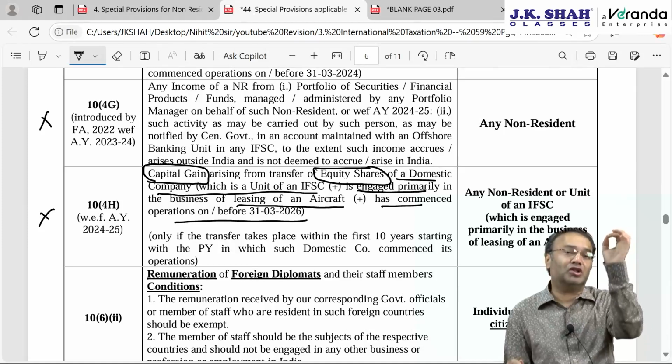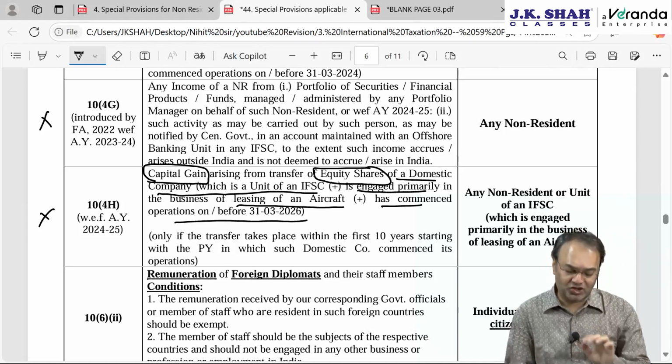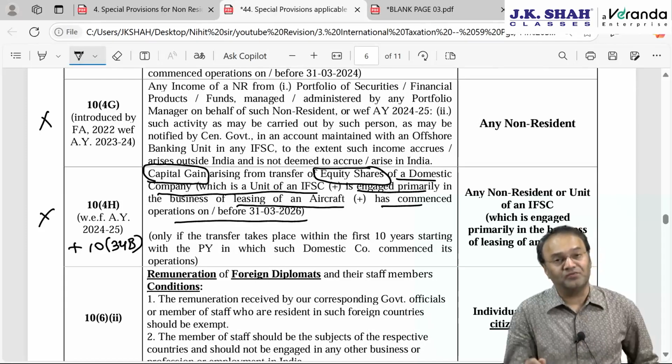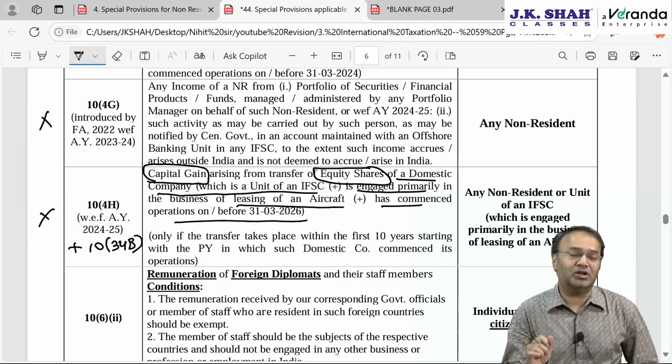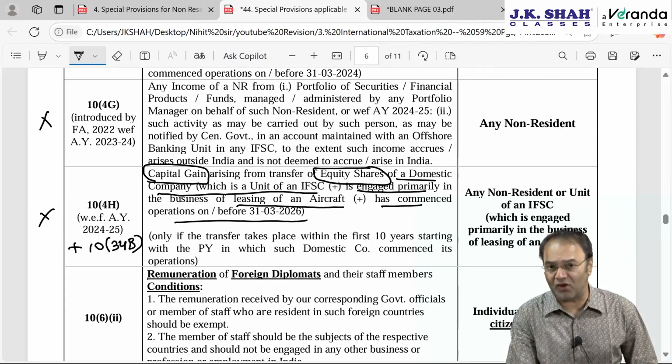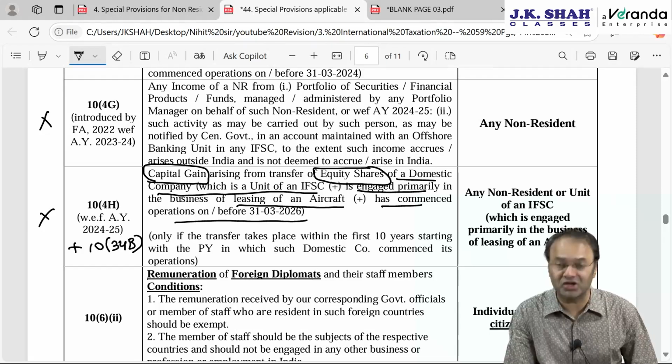Capital gain. Now there are two clauses, one is 10(4)(h) and also you can refer to 10(34)(b), which we will be discussing in some time. Both are in connection with each other. Who should be the transferor? Which income? Capital gain. Capital gain arising from transfer of equity shares. Only equity shares, no preference shares, no debentures, no bonds.